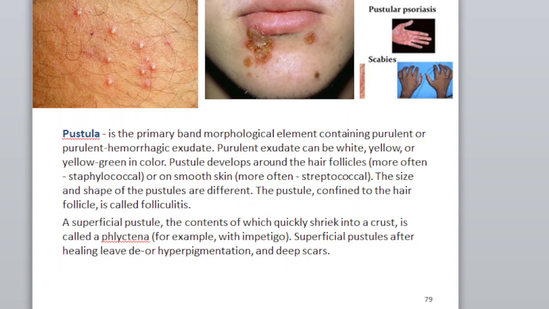The pustule, confined to the hair follicle, is called folliculitis. A superficial pustule, the contents of which quickly shrink into a crust, is called a phlyctena, for example, with impetigo. Superficial pustules after healing lead to hyperpigmentation, and deep ones to scars.